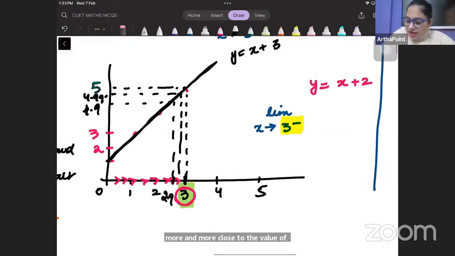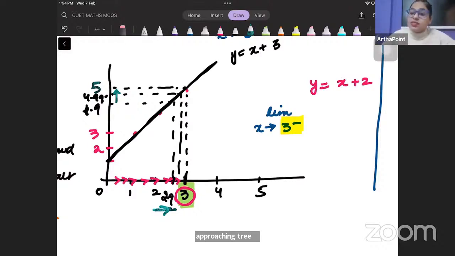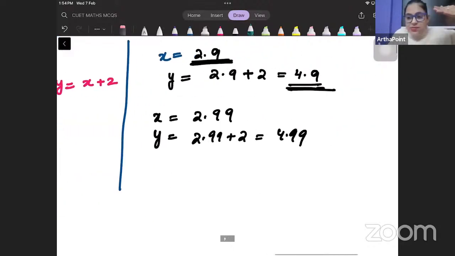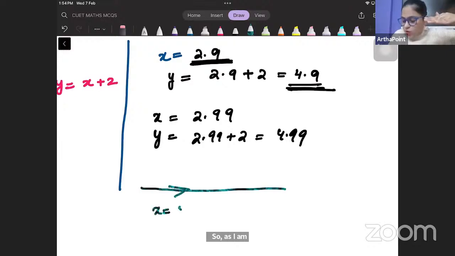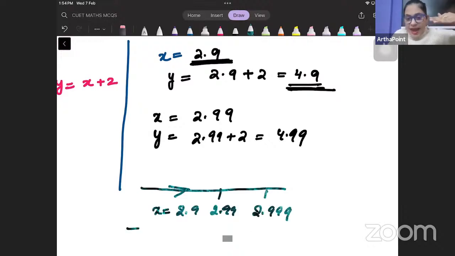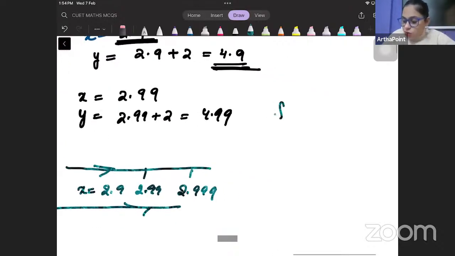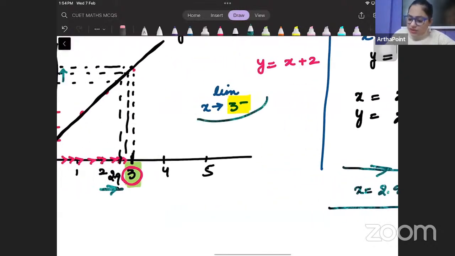That means as I am approaching 3, जैसे जैसे मैं 3 की तरफ बढ़ती जा रही हूं, मैं यहां से 5 की तरफ बढ़ती जा रही हूं, the value of the function at 3. So as my x is going close to 3, जैसे x का वैल्यू 2.9 हुआ, फिर 2.99 हुआ, फिर 2.999 हुआ, as my x is going close to 3, the value of my function is going close to f of 3. Then this is called your left hand limit.